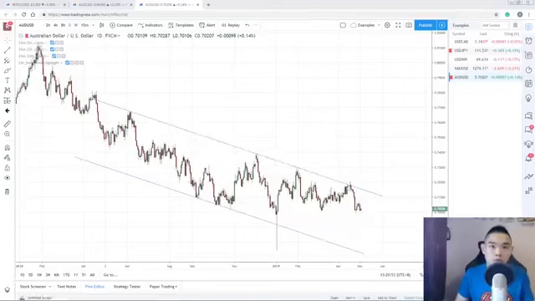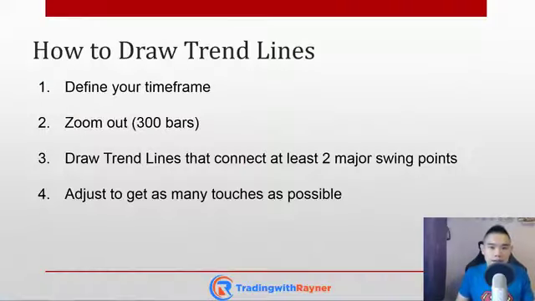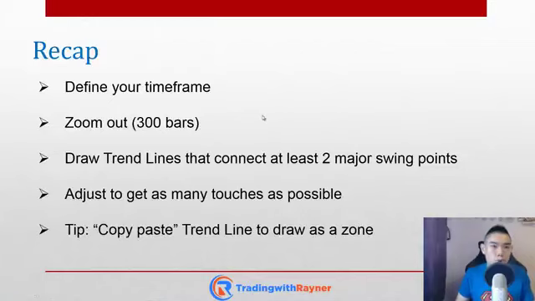I hope this gives you an insight into how to draw trend lines and get good trading results from it. So with that said, quick recap. Number 1, define your time frame that you're trading. If you're trading on the 1 hour time frame, just draw your trend lines on the 1 hour time frame. Second thing, you want to zoom up your charts at least about 300 bars on the chart. Third thing, draw trend lines that connect at least 2 major swing points. Fourth thing, I tend to adjust it to get as many touches as possible, as you've seen earlier. And finally, one tip I have for you is you can copy paste your trend lines to draw it as a zone, so you know that it's an area on your chart and not just a line.